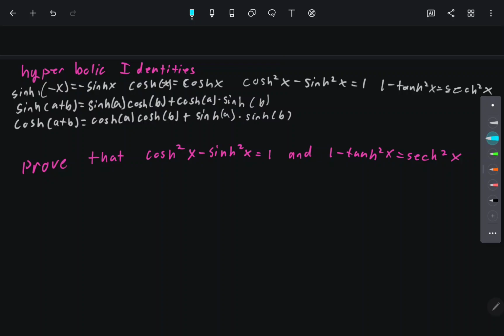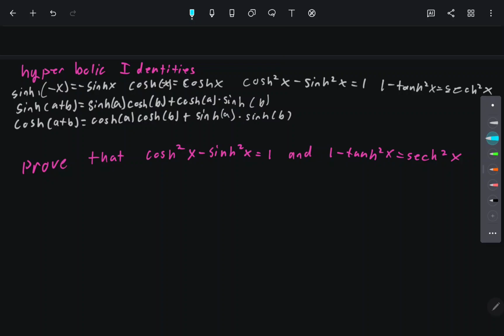We also have the hyperbolic sine of a plus b is equal to the hyperbolic sine of a times the hyperbolic cosine of b plus the hyperbolic cosine of a times the hyperbolic sine of b. And then finally we have the hyperbolic cosine of a plus b is equal to the hyperbolic cosine of a times the hyperbolic cosine of b plus the hyperbolic sine of a times the hyperbolic sine of b. And those are just written out for us there.